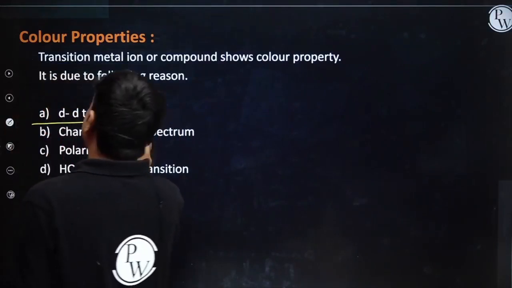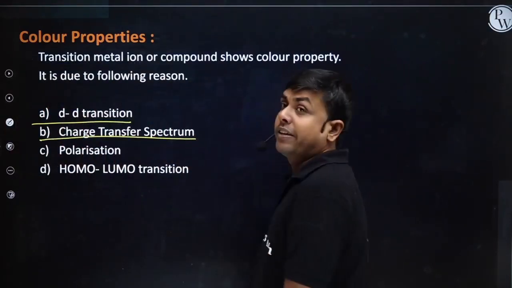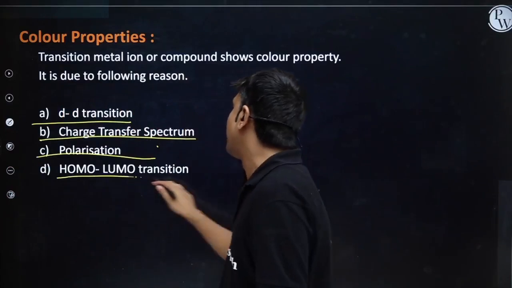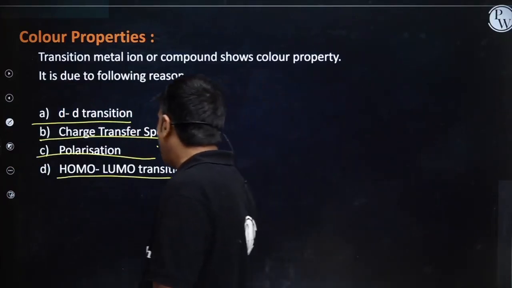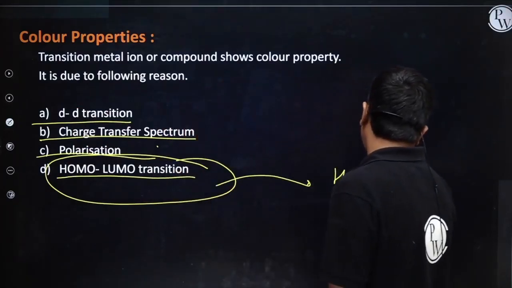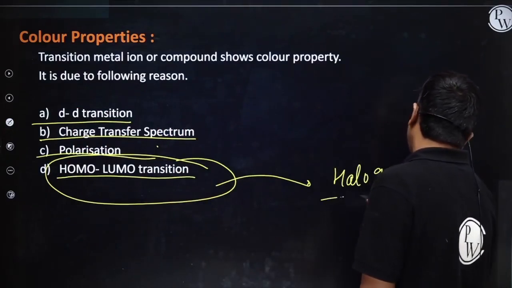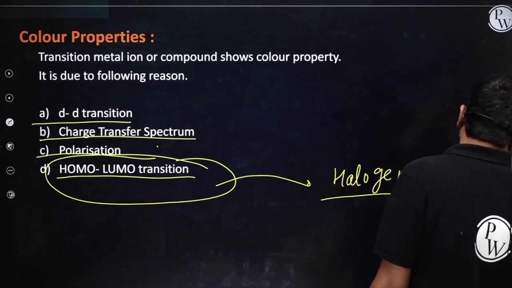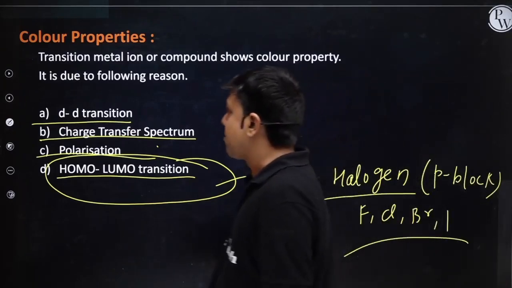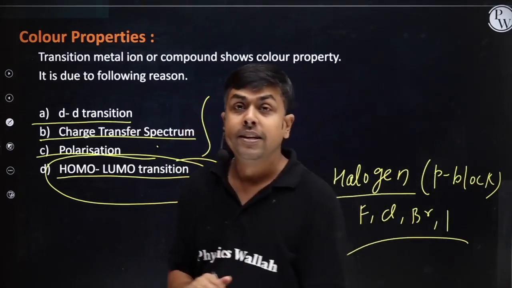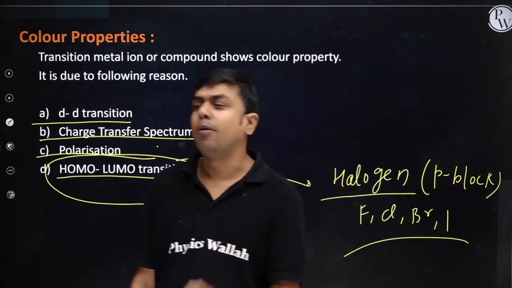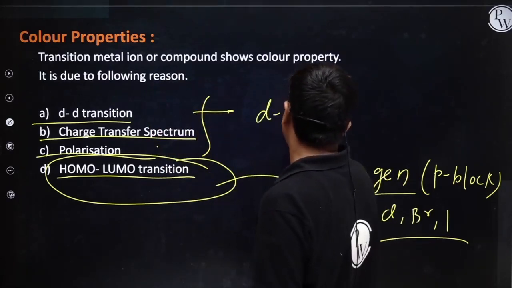Either d-d transition occurs there, or a charge transfer phenomenon occurs, or they are colored due to polarization, or they are colored due to HOMO-LUMO transition. Students, the HOMO-LUMO transition is mainly responsible for the coloration of halogens, not d-block elements. It is mainly responsible for the coloration of p-block elements, that is fluorine, chlorine, bromine, and iodine. Whereas the rest of these three phenomena, whether it is d-d transition, charge transfer phenomenon, or polarization, are responsible for the coloration of d-block elements.